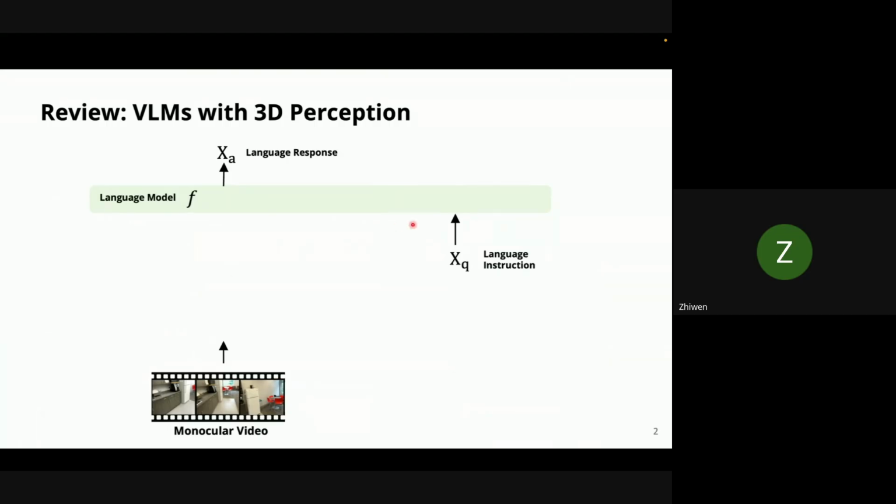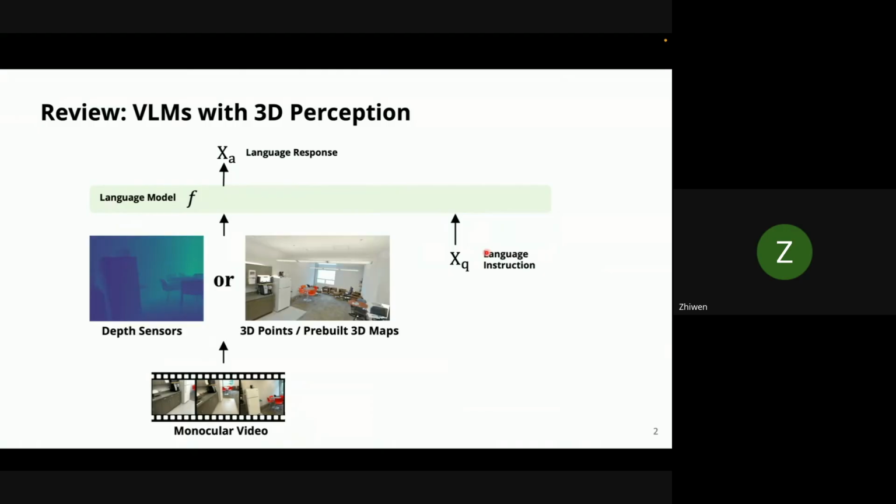So this is how current vision language models do 3D perception. Say, given a monocular video as input and a language instruction, we will have some questions, and we hope the language model can answer our questions properly. We do see many concurrent works, let's say from 3D-LLM and 3D-VLM.